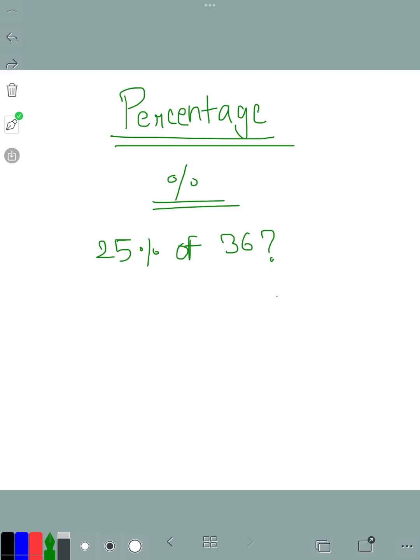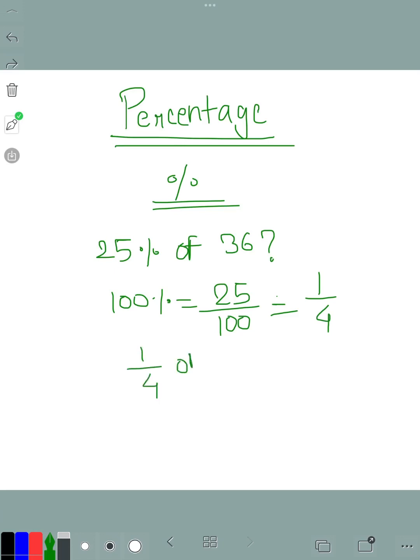So 25%, the sign of the percent is on the 25. It is very obvious that it is 25 divided by 100. If we have to remove the percentage sign, we'll just put the 100 in the denominator, right? So 25 by 100 will be further simplified as 1 by 4. We'll just divide it by 5 and we'll get 1 by 4. So 1 by 4 of 36, okay? 25% is equal to 1 by 4.